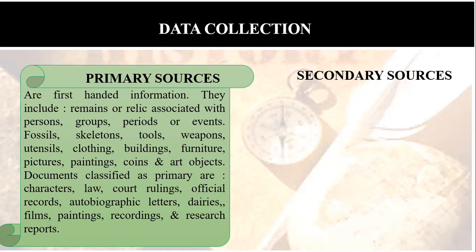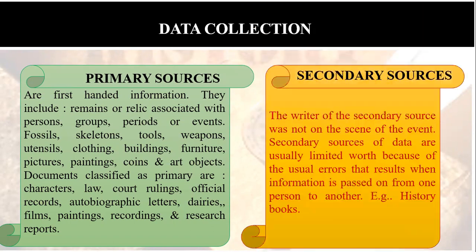Documents classified as primary are text, law, court rulings, official records, autobiographical letters, diaries, films, paintings, recordings, and research reports. They include things about Egyptian history, but then documents classified as primary also include law and court rulings. This is present, like the example I already gave you, World War One or Two. Then the secondary source. The secondary source was not at the scene of the event.